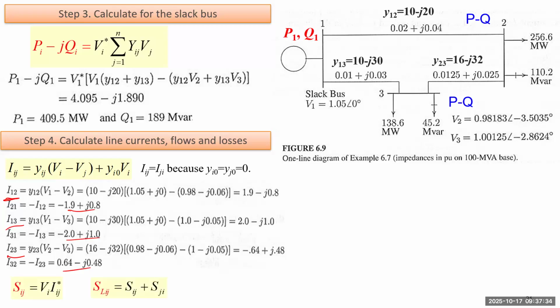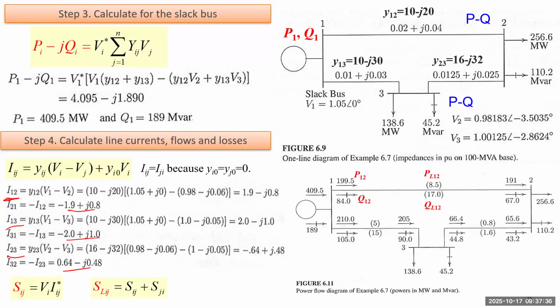Finally, we can calculate the complex power and the loss. Those values are already marked on this network. On each terminal, the first number is P, the number under the line is Q, and the number on the line indicates the loss of P and Q. So this is done.